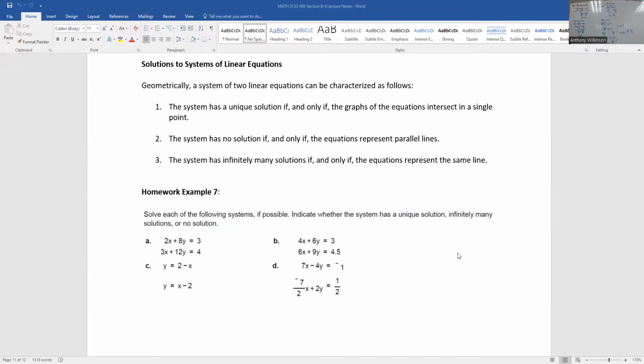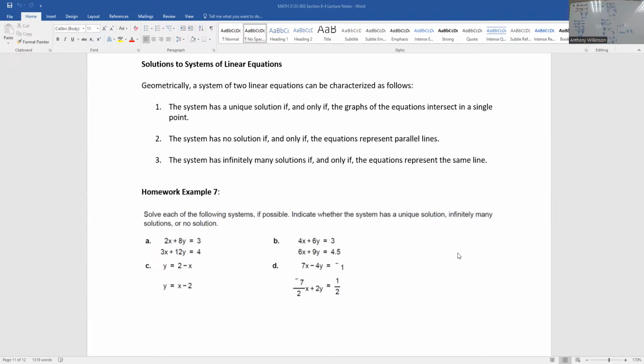And the way you can determine that would be to solve both equations by getting y by themselves for each one. And of course, when you solve an equation for y, you're going to have it in slope-intercept form, which is y equals mx plus b. And we identify the slope.